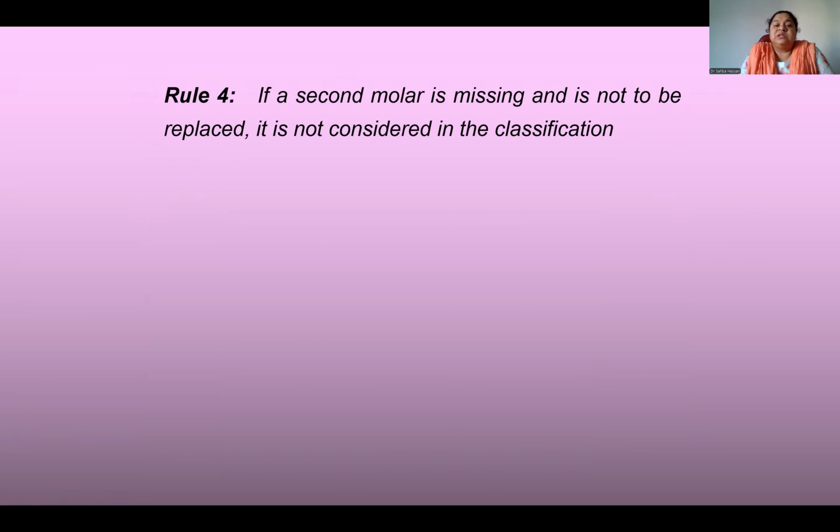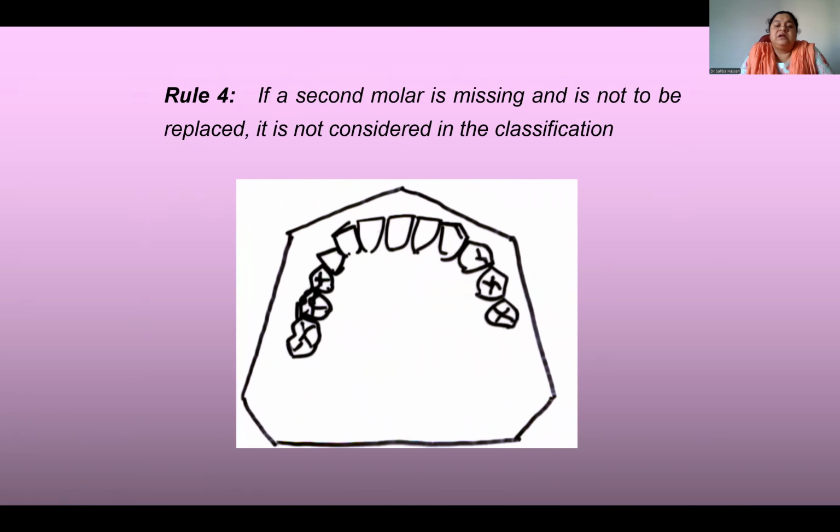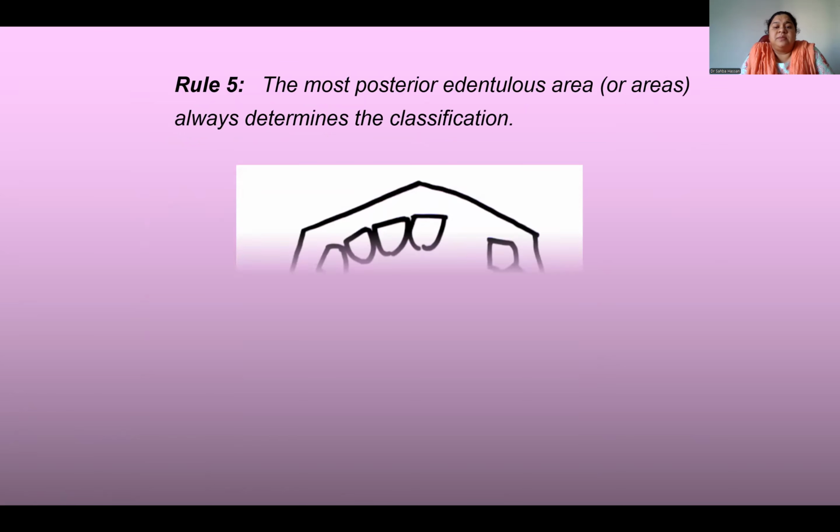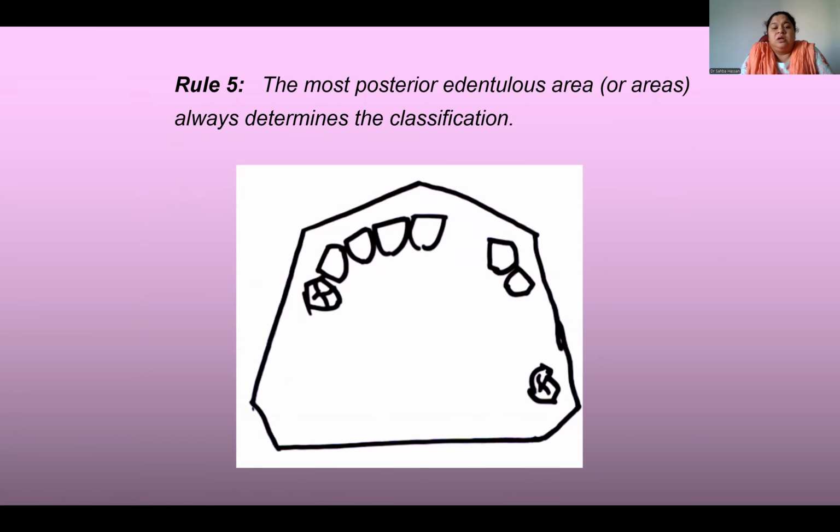If a second molar is missing and is not to be replaced, it is not considered. If we are not replacing it, why would we consider it? It is the same as with the third molar. If it is missing and we are not replacing it, it's not considered. The most posterior edentulous area always determines the classification. This is very important. Suppose you imagine this picture. What is the most posterior? This is the most posterior, so this will be class 2, and the extra spaces are modifications.